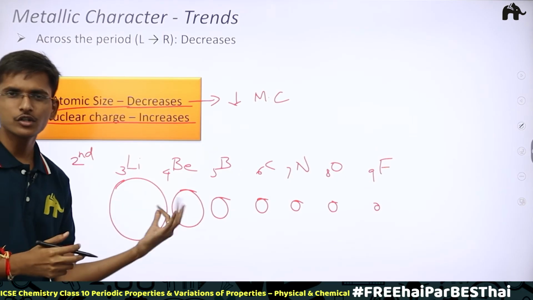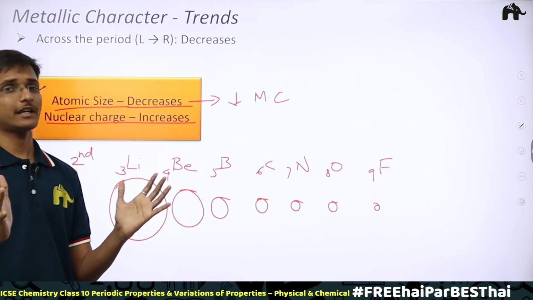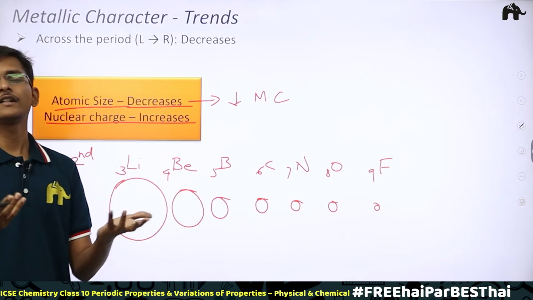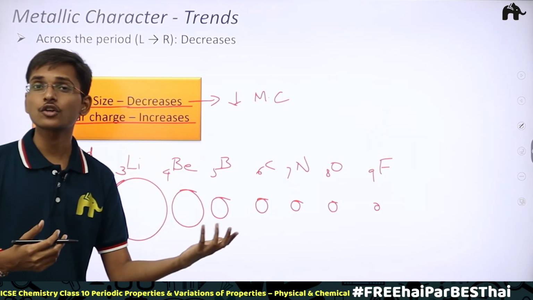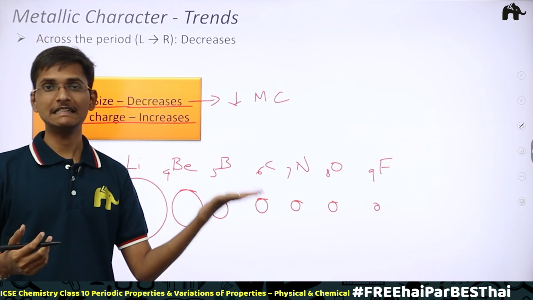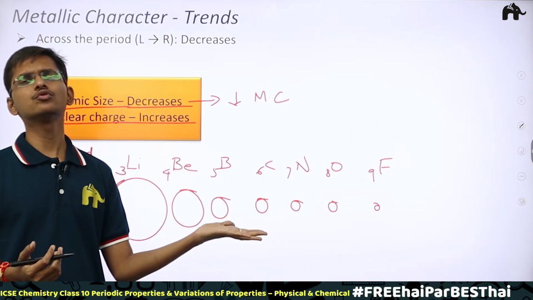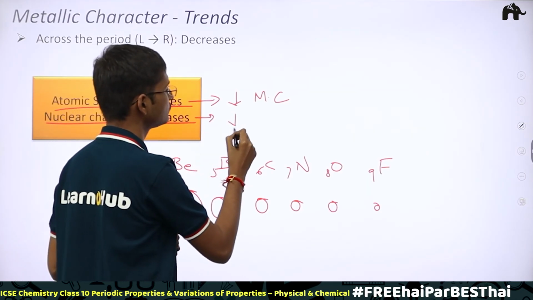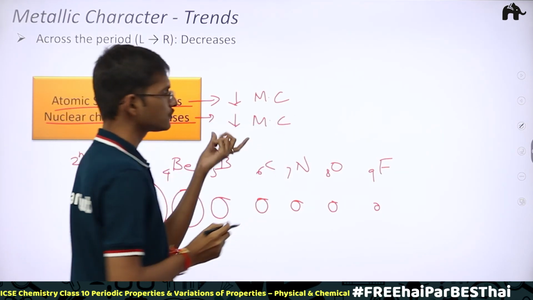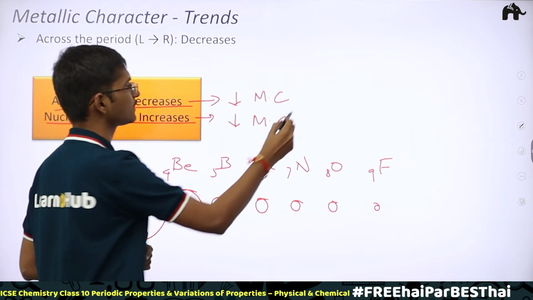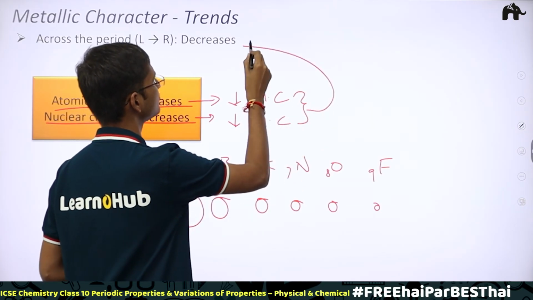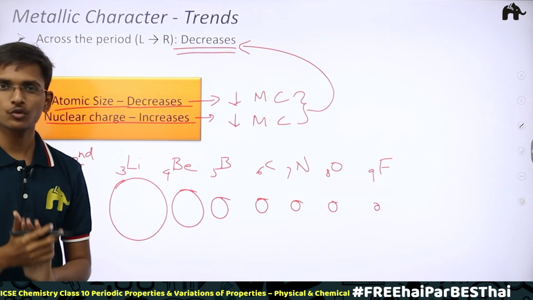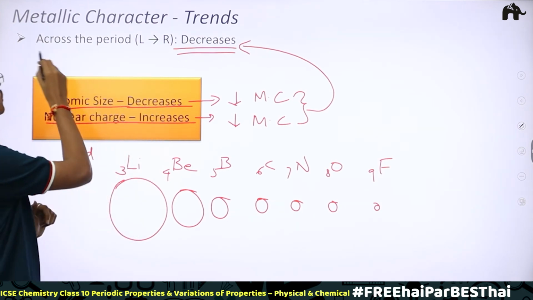Now let's see what happens when nuclear charge increases. We already know nucleus will pull the electrons like anything, so it would be difficult for the electron to lose, and if it is difficult for the electron to lose, the tendency to lose electron would, yes, you are right, decrease. Less tendency to lose the electron, less would be the metallic character, so metallic character would also decrease. And now it is very much clear from these two factors that the overall effect is decrease in the metallic character. So see, we reached the trend. We reached the answer. What happens across the period?